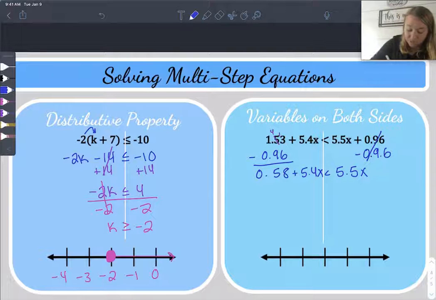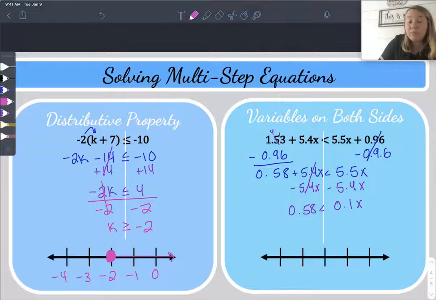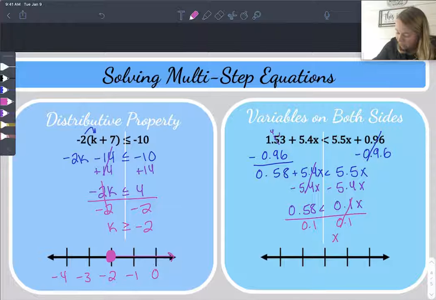The next thing I need to do is add or subtract again. This is an example where we have to do that same step twice. So I'm going to subtract 5.4x and move it to the other side. Left side cancels, 0.58 is going to come down, and then I'm going to get the value of 0.1x. My last step here is to multiply or divide, and because we have 0.1 next to the x, I'm going to divide. That's going to cancel, and we're left with x and our less than symbol.